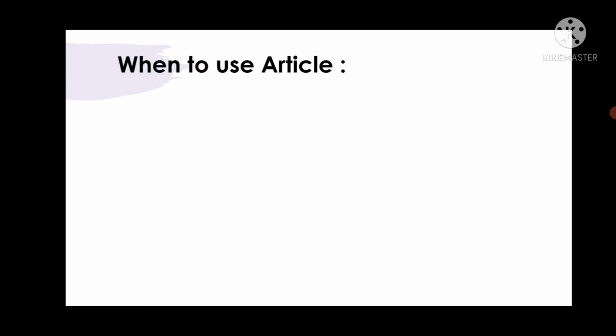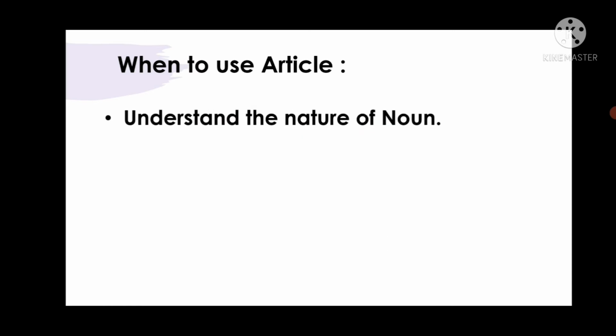So, under the heading of when to use articles, there are a few points that have to be considered. The first point is as simple as that: because we are using these articles before nouns, we have to definitely understand the nature of the noun. So the first point is done. We need to understand the nature of the noun before which the article has to be placed.